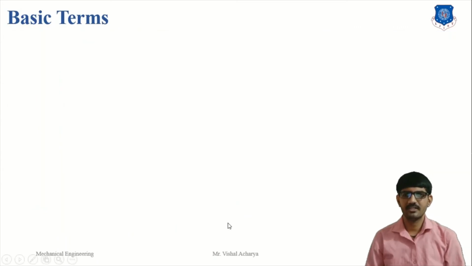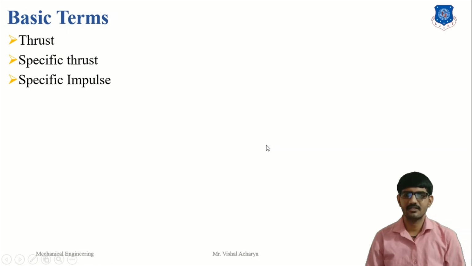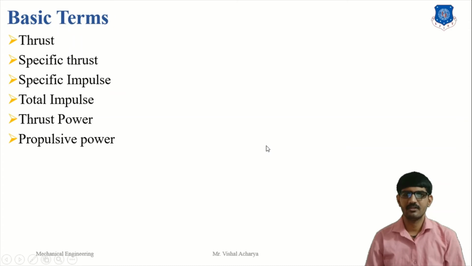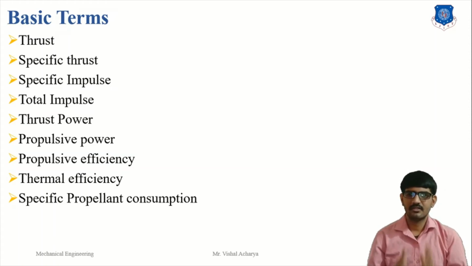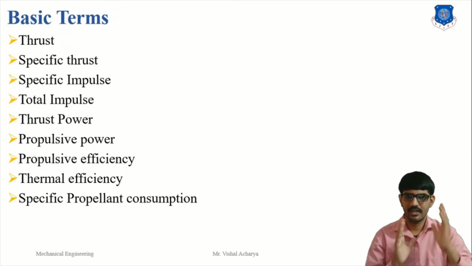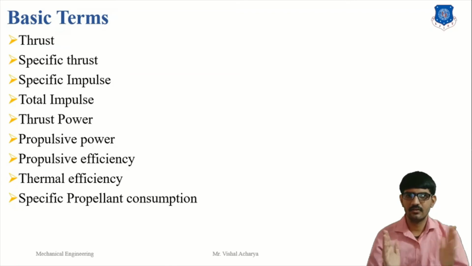Here are the basic terms related to rocket and aircraft propulsion engines. First thrust, second specific thrust, third specific impulse, then total impulse, thrust power, propulsive efficiency, thermal efficiency, and specific propellant consumption. Here we will discuss each one in detail. First, thrust. The force that propels the rocket engine with a certain velocity is known as thrust.